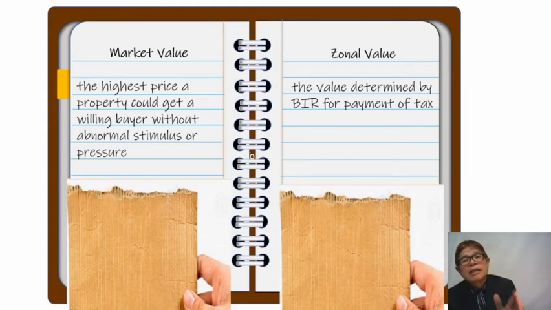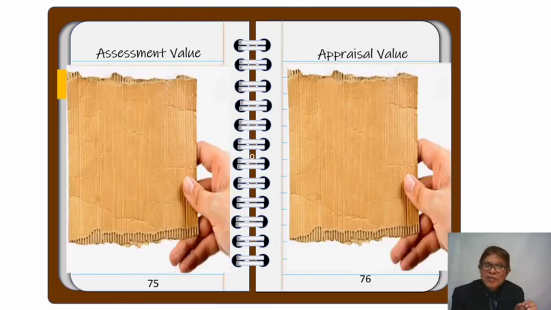So, the principle or policy used by BIR is whichever is higher. If zonal value is higher, then that will be the basis for the computation of tax. If the market value is higher, then the market value is going to be used as a basis for the computation of taxes.